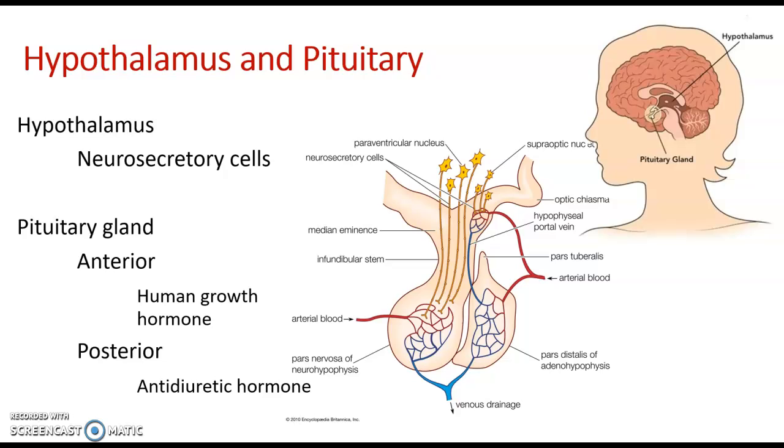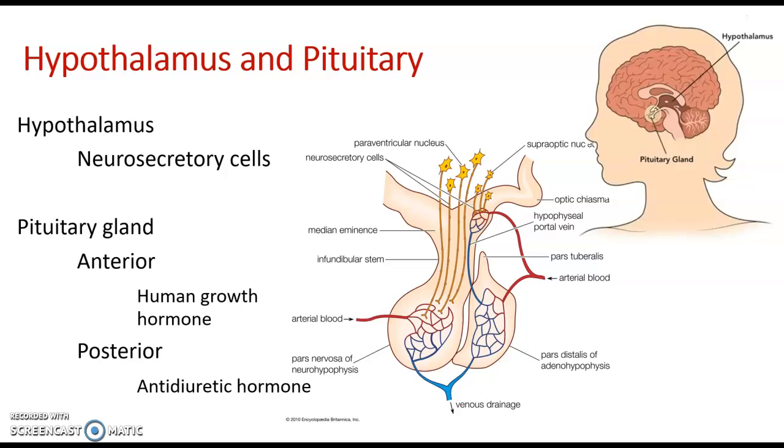The hypothalamus is able to do this function through the use of neurosecretory cells. And these are nerve cells that also have the ability to make hormones of their own. So it is a nerve cell. It can receive electrochemical impulses. It can send electrochemical impulses, but it can also secrete hormones.